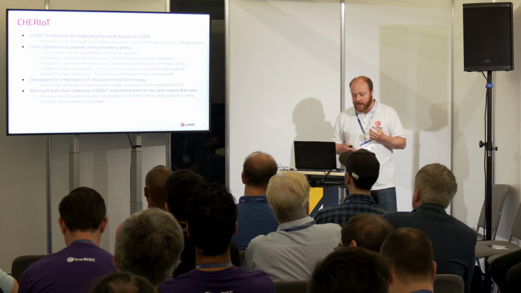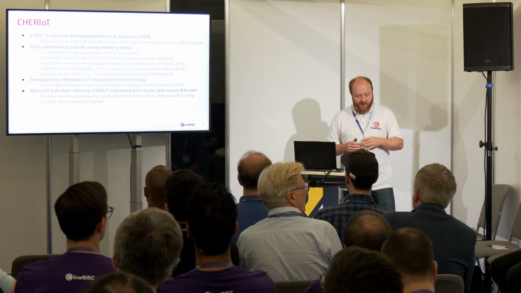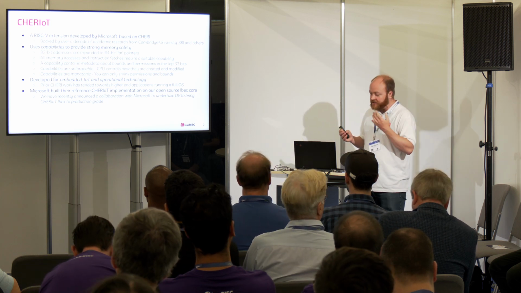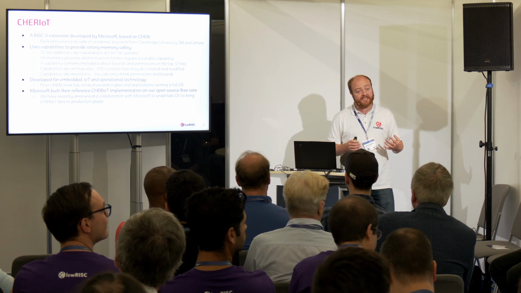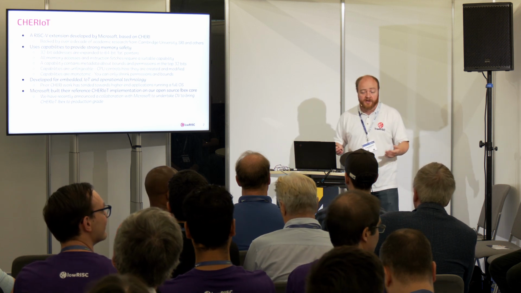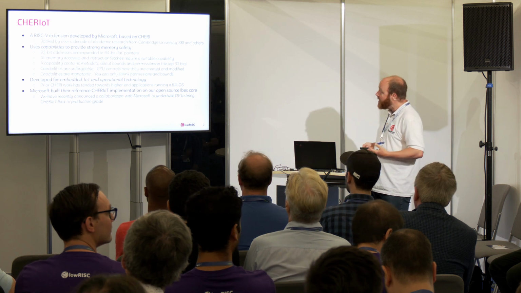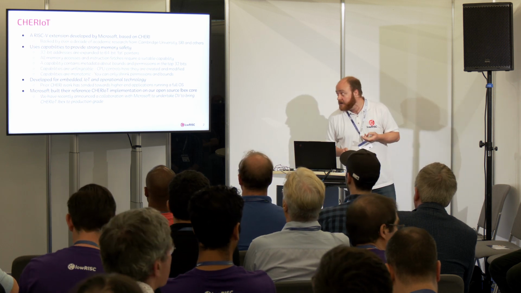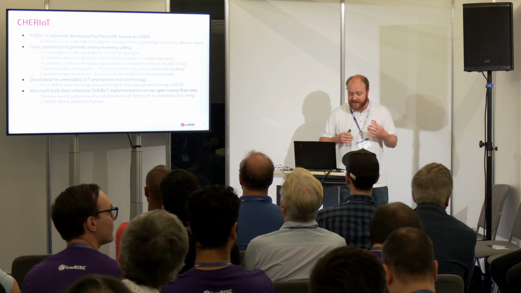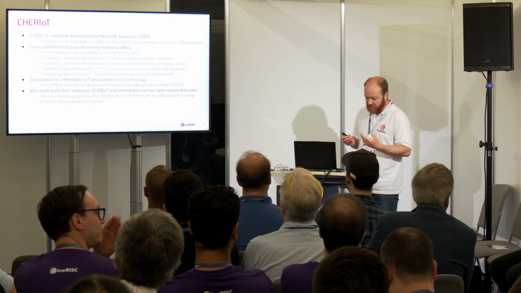Crucially, capabilities are unforgeable. Software can't just create arbitrary capabilities. It can only derive capabilities from other capabilities, and that's all controlled by the CPU. So the CPU ensures that software can't just create a new capability. And capabilities are monotonic, so you can only shrink your permissions and your bounds, and this is quite a crucial part of the security model.